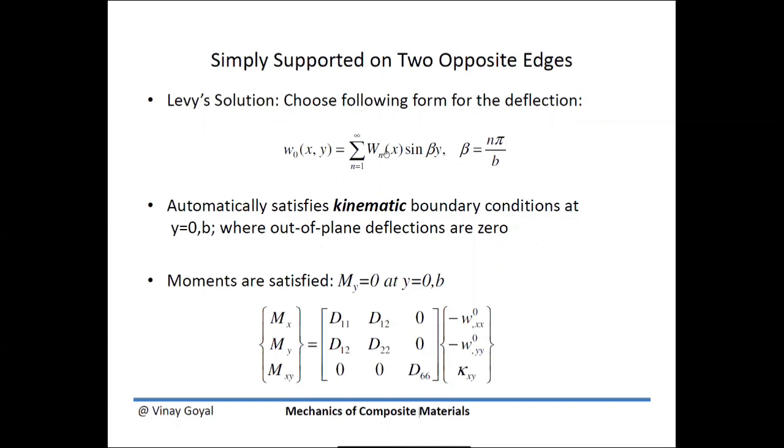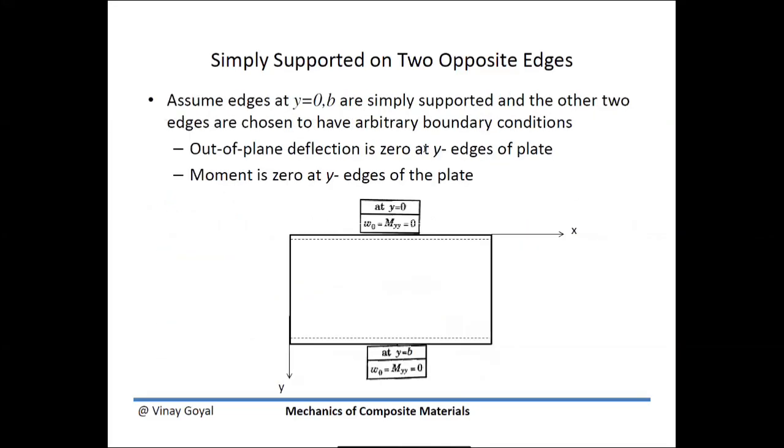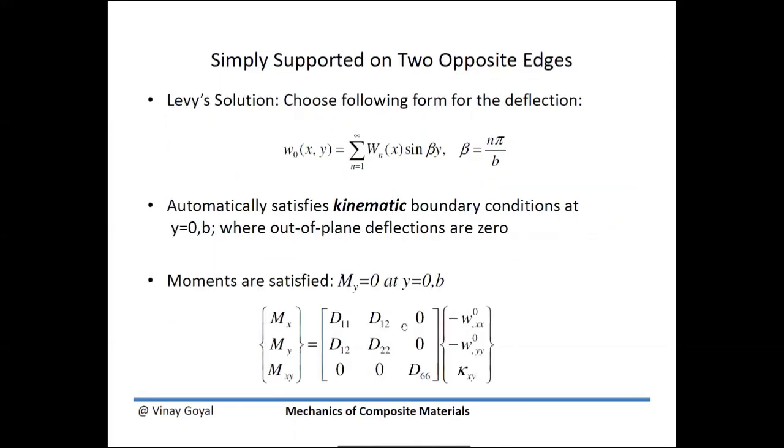He said, okay, I'm going to make W a function of X. I don't know what that function is. But in the Y direction, I'm going to assume a sine function. That makes perfect sense, because if you look here, in the X direction, W may vary, and we don't know what that looks like. In the Y direction, sine seems to be a good assumption that will satisfy the boundary conditions.